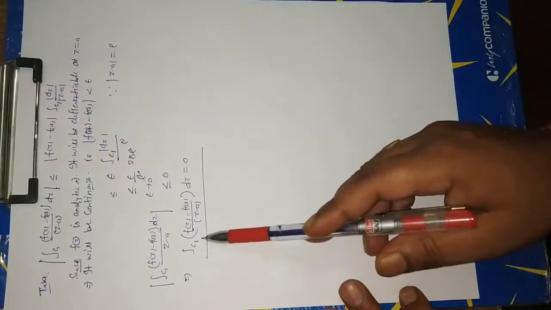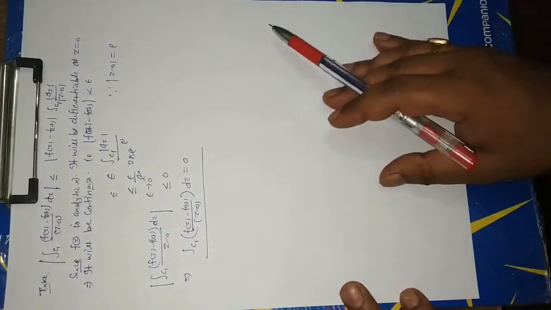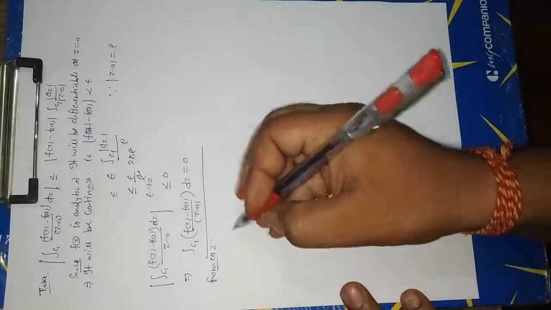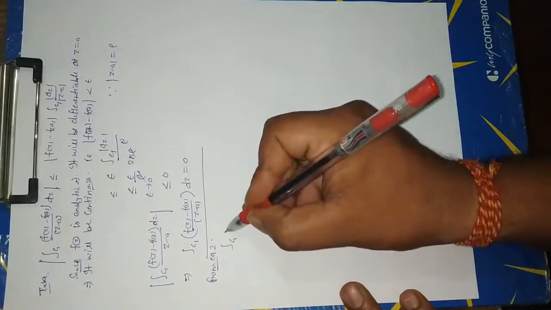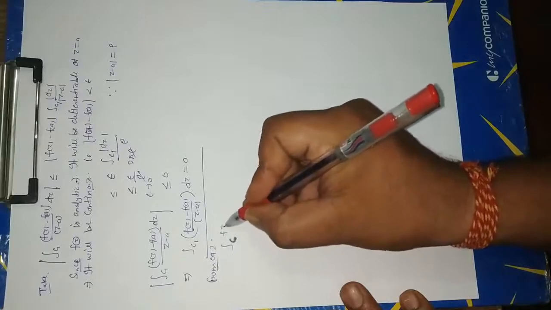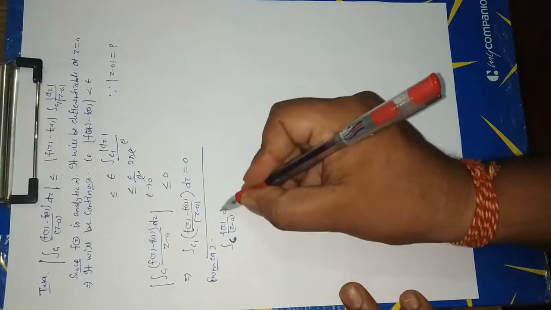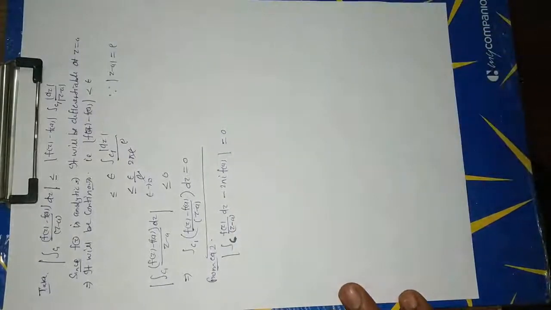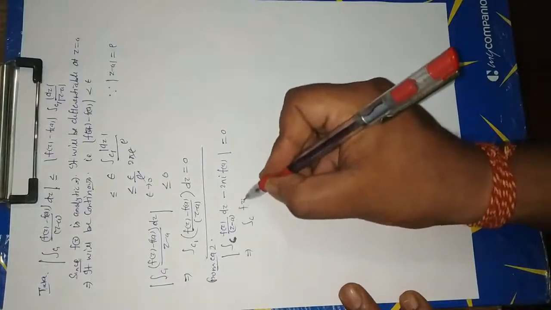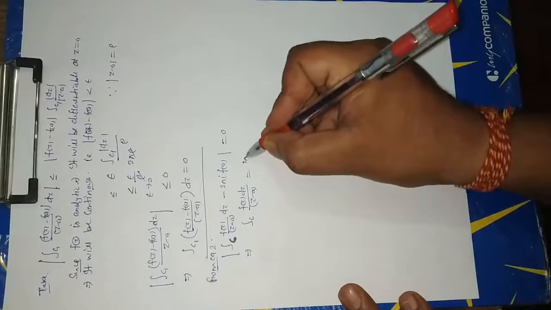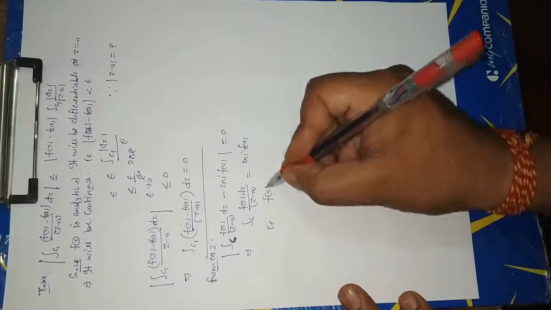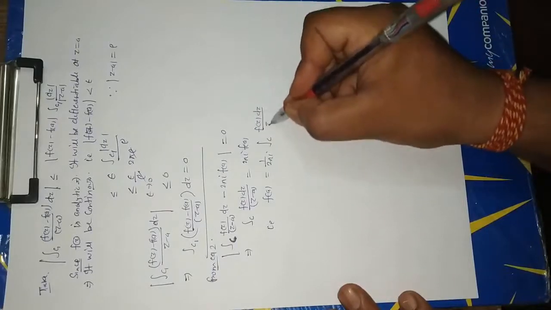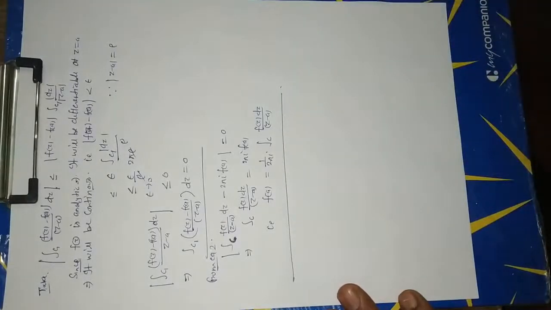Now putting the value of the right hand side and integration over contour C1 of dz upon z minus a in equation number 2, we get: integration over C of f(z) upon z minus a dz minus 2 pi i f(a), modulus, is equal to 0. So integration over C of f(z) dz upon z minus a is equal to 2 pi i f(a). That is, f(a) is equal to 1 upon 2 pi i integration over contour C of f(z) dz upon z minus a. This is another method of proving the Cauchy integral formula.